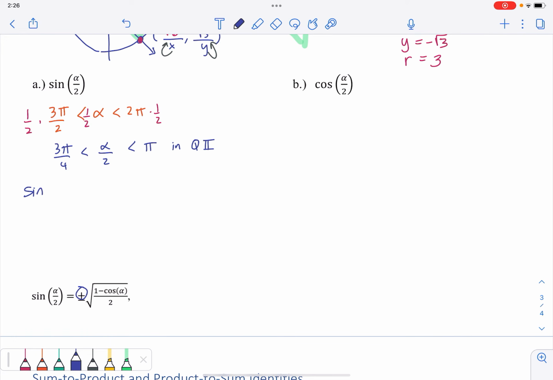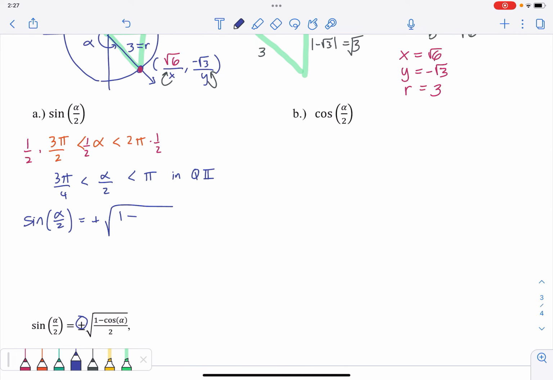So I get sine of alpha over 2 is positive the square root of 1 minus cosine alpha, all over 2. Cosine alpha is just x over r, so root 6 over 3, all over 2. To simplify inside that square root, I'm just working on this little fraction, doing regular fraction moves, in this case multiplying by 3 over 3 to get rid of the little mini 3 in the numerator. And so I get the square root of 3 minus root 6 all over 6. I'll just leave it like that.